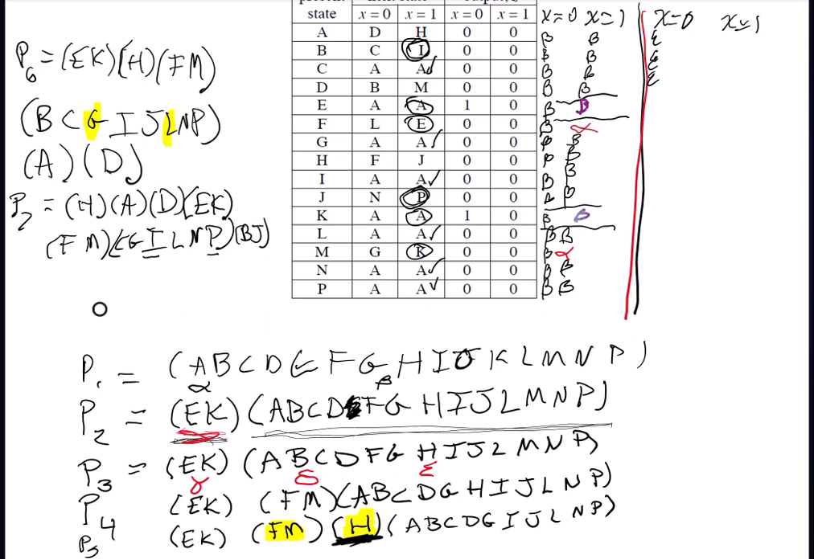So we have 1, 2, 3, 4, 5, 6, 7 partitions. So we can do our reduced state table, and we can pick a state from each group. It doesn't really matter which one, to be our representative state. So let's pick A and B and C and D and E and F and H. So I just picked those. It doesn't have to be those. And then we'll make our reduced state table.